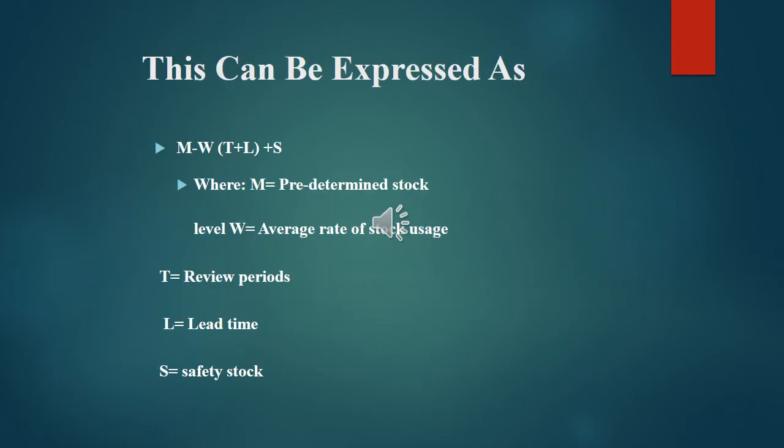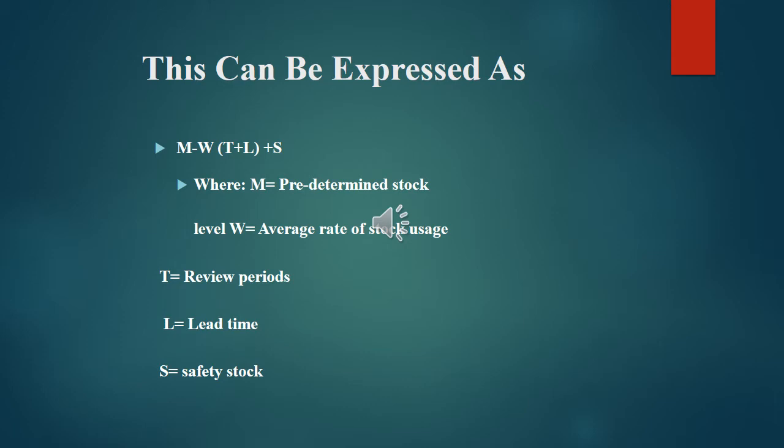This is what we are calling M minus W into brackets T plus L, close the brackets, plus S. For this case, M means the predetermined stock, W is the average rate of stock usage, T is the review period, L is the lead time, and S is the safety stock. So this is the formula for calculating the amount of materials to buy for the periodic review system. Let us continue exploring this system.